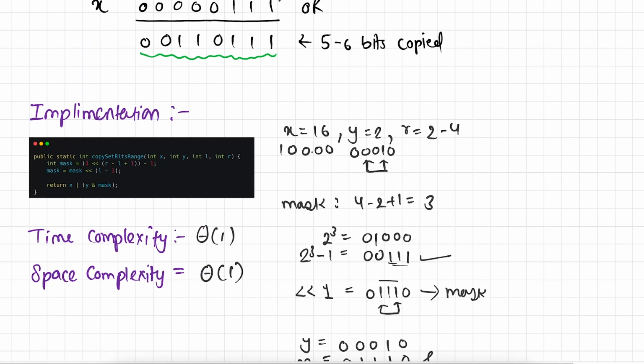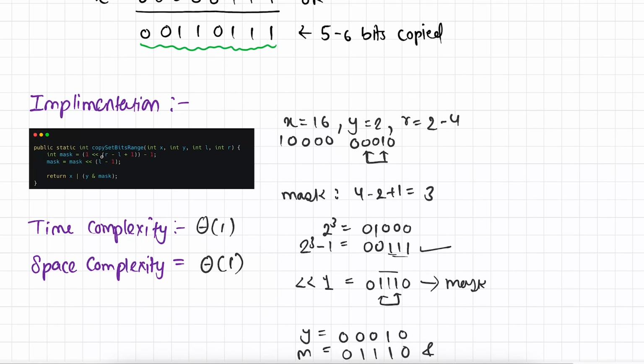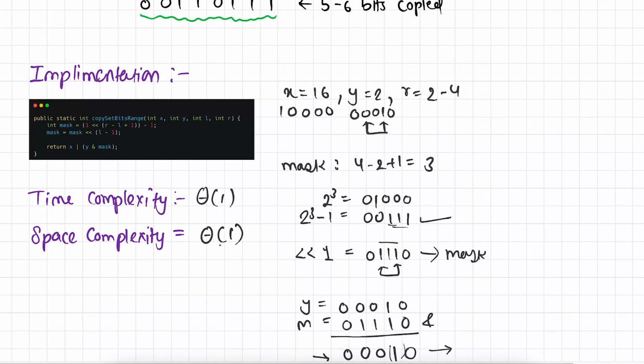So far so clear. Talking about the time complexity, as we are doing all the constant operations, that's why the time complexity comes out to be theta of 1. Similarly, we are not using any auxiliary extra space to solve this problem. That's why the space complexity also comes out to be theta of 1. Clear? Okay.